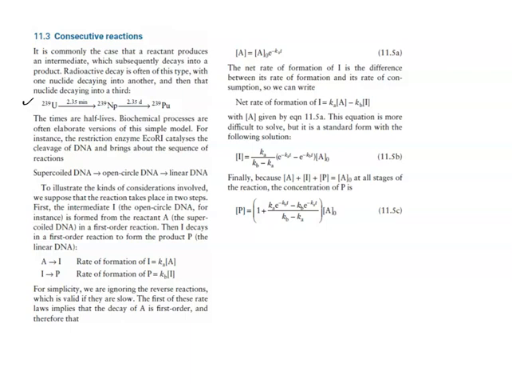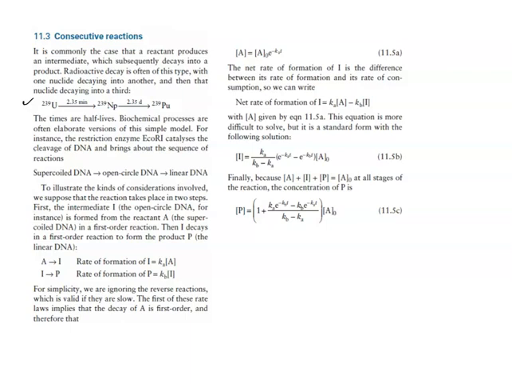To illustrate the kinds of considerations involved, we suppose that the reaction takes place in two steps. First, the intermediate I, which is the open circle DNA in this instance, is formed from reactant A, or supercoiled DNA, in a first-order reaction. Then I decays in a first-order reaction to form product P, which in this case is our linear DNA.